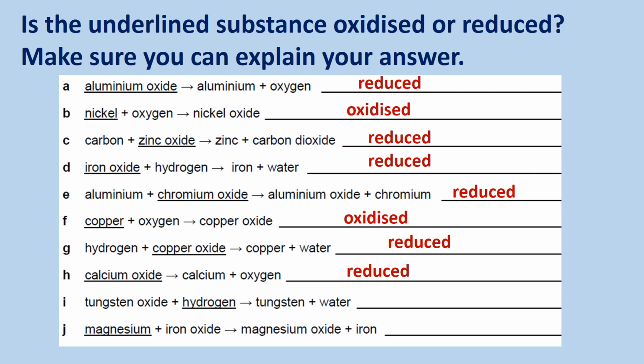Tungsten oxide, hydrogen gains oxygen to become water, so it's oxidized, okay, because hydrogen is H2 and water is H2O. And magnesium is oxidized to form magnesium oxide. Okay.